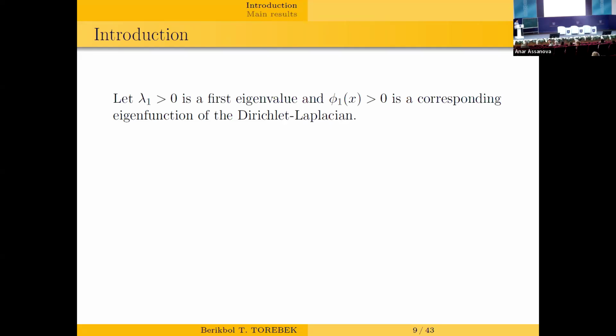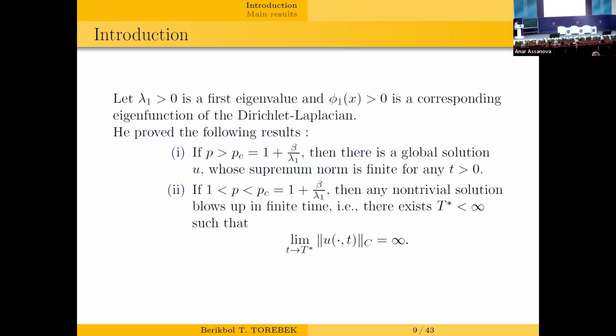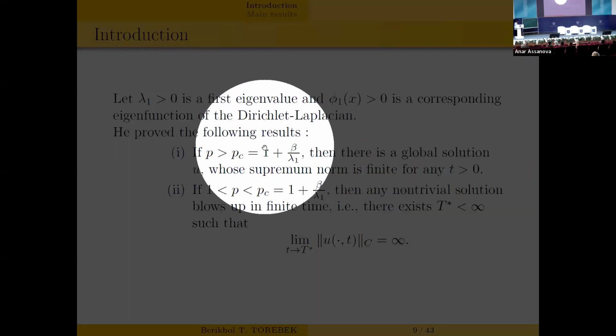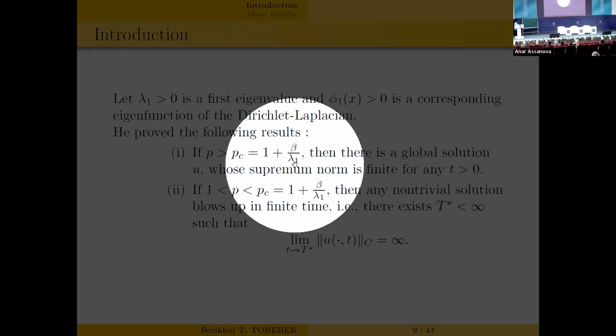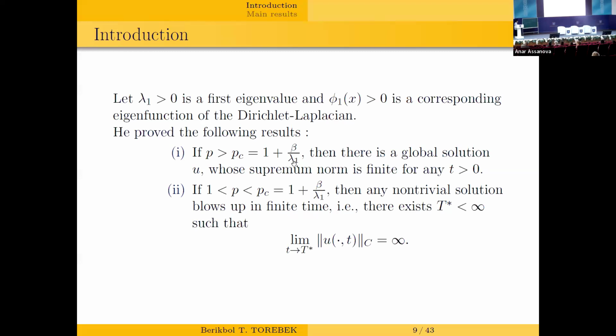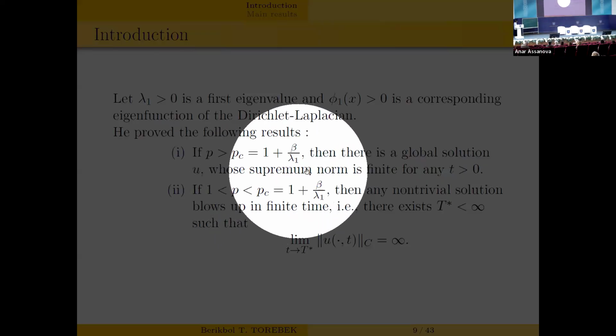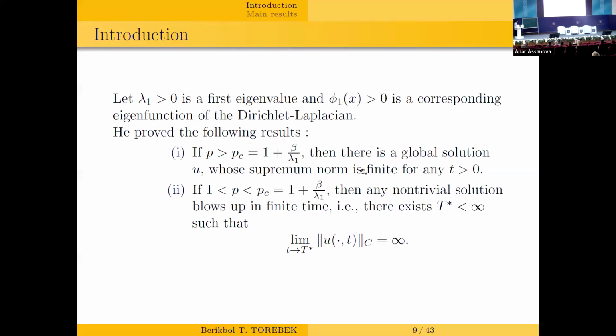Phi 1 is the first eigenfunction of the Dirichlet Laplace operator, and lambda 1 is the corresponding first eigenvalue. Then Meier proved the following results. If p is greater than 1 plus beta divided by lambda 1, where lambda 1 is the first eigenvalue, then there is a global solution for some sufficiently small initial data, and its supremum norm is finite for any time.